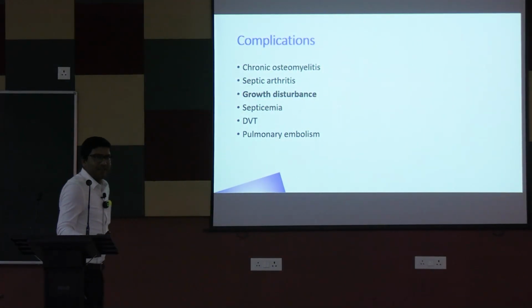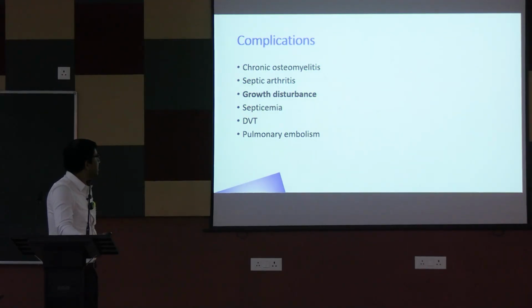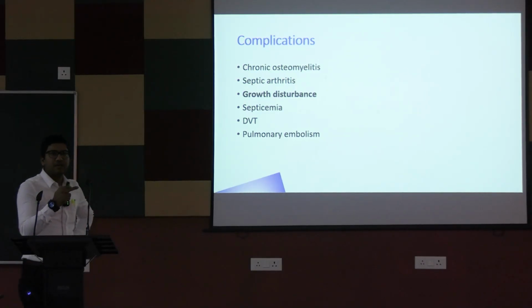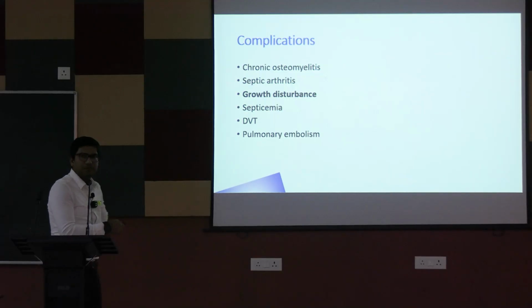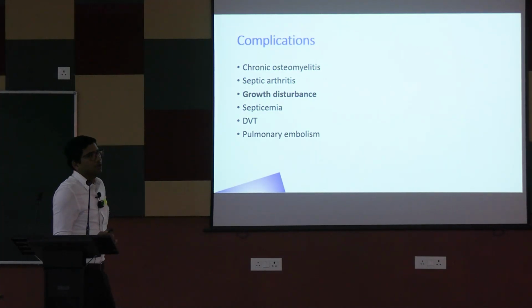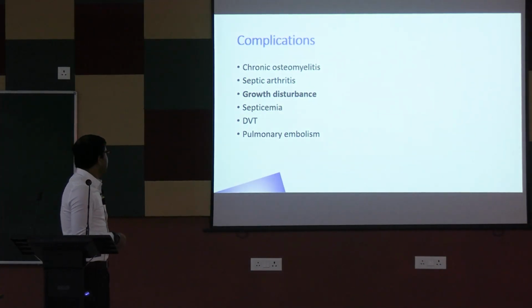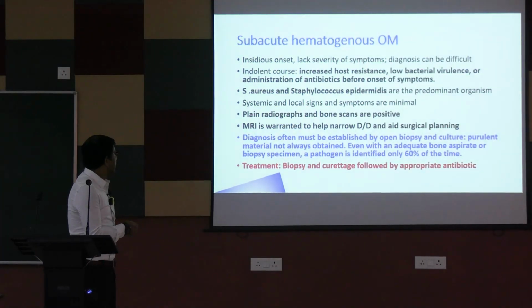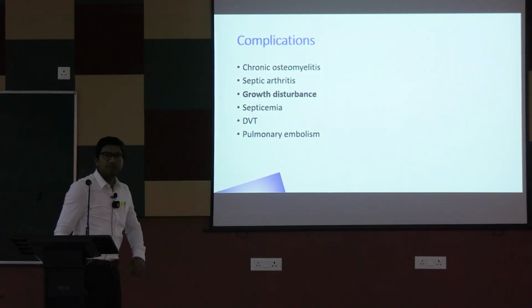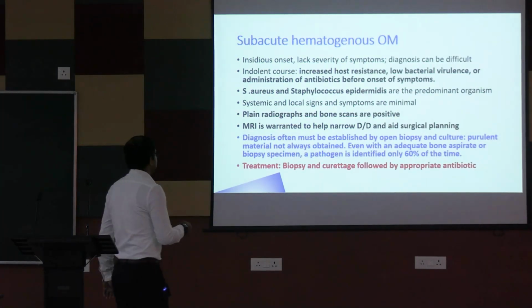So what could be the complications if your acute osteomyelitis failed to respond to treatment, or the treatment is delayed or neglected? It could progress to chronic osteomyelitis. It could be septic arthritis, and it is a very devastating complication. Septic arthritis can damage the joint permanently. Similarly, septic arthritis or osteomyelitis, since it is near the growing region of the bone, can lead to growth disturbance. That means it could lead to angular deformities in future, or the growth could be stunted, and it could lead to septicemia, DVT, which is deep vein thrombosis, and pulmonary embolism.